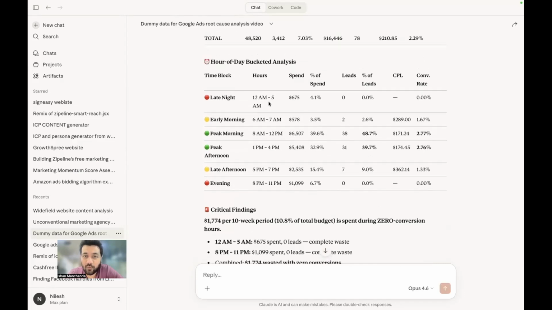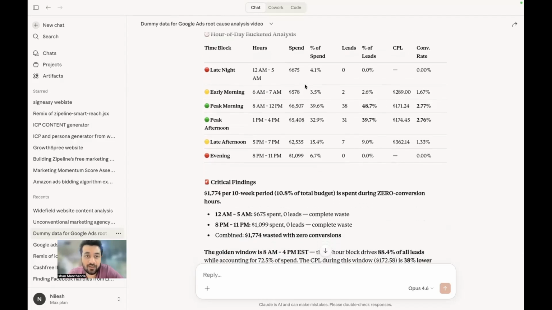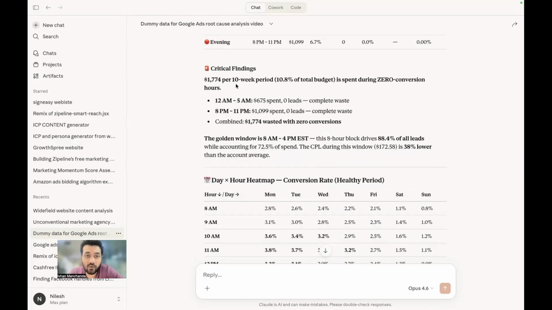So late night, 12 a.m. to 5 a.m., we've basically lost these $675. Early morning, 578, two leads. Peak morning, peak afternoon is good. Again, late evening, 8 to 11 p.m. is again something where we're losing money. So directly, without even blinking my eye, I can tell that we've lost somewhere around $1,700 just from evening and late night, right? So yeah, that's what it's going to tell me.